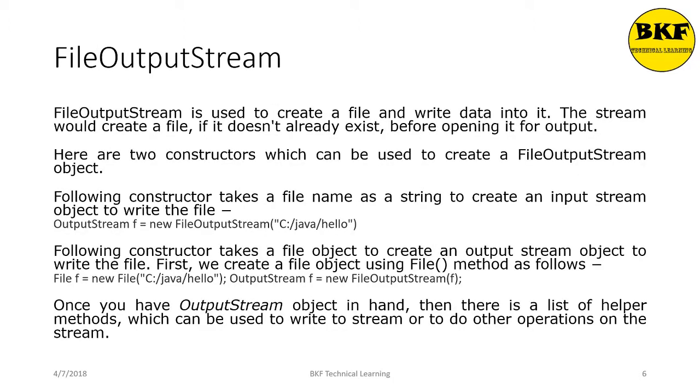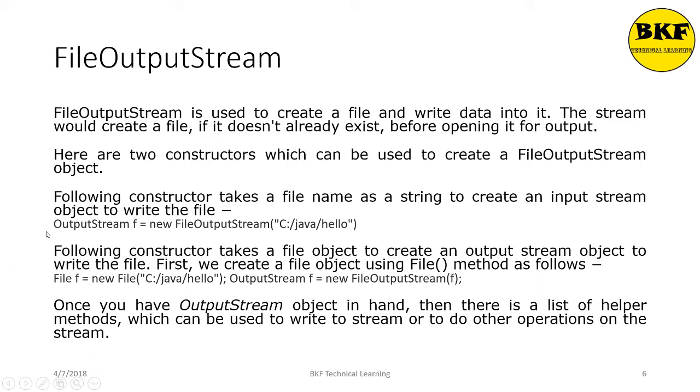Okay, now file output stream. File output stream is used to create a file and write data into it. The stream would create a file if it doesn't already exist before opening it for output. Here are the two constructors which can be used to create a file output stream object. Now the first constructor takes a file name as a string to create an output stream object to write the file. OutputStream is the type, then my object name, my instance variable name, then the constructor, and finally the location or path of the file.